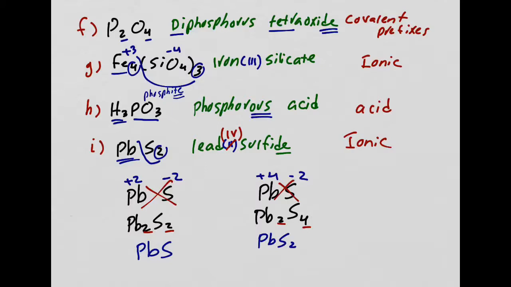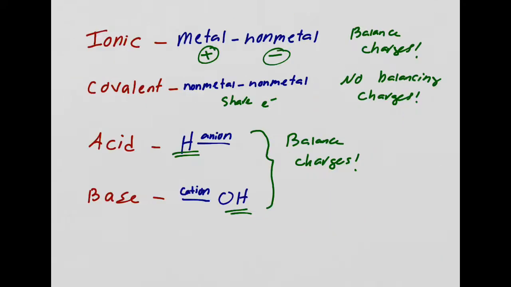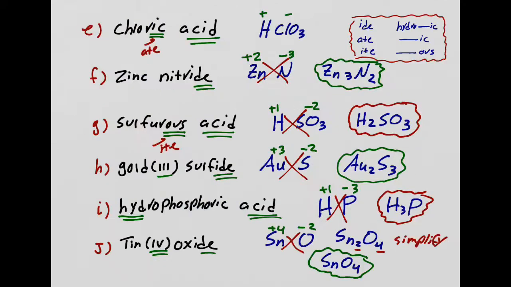All right, beautiful. Now, I'm going to go back here for 1 second. Remember, before you name anything, figure out, is it ionic, covalent, acid, or base? Ionic is easy. A metal and a non-metal. If you have that, balance the charges. Covalent, two non-metals together. There is no balancing of charges. You have to use the prefixes for a covalent compound. And then acid. Acid starts with H, base ends with OH. And you still have to balance the charges for those. And you know the rules for acid. And then you can just go from there.